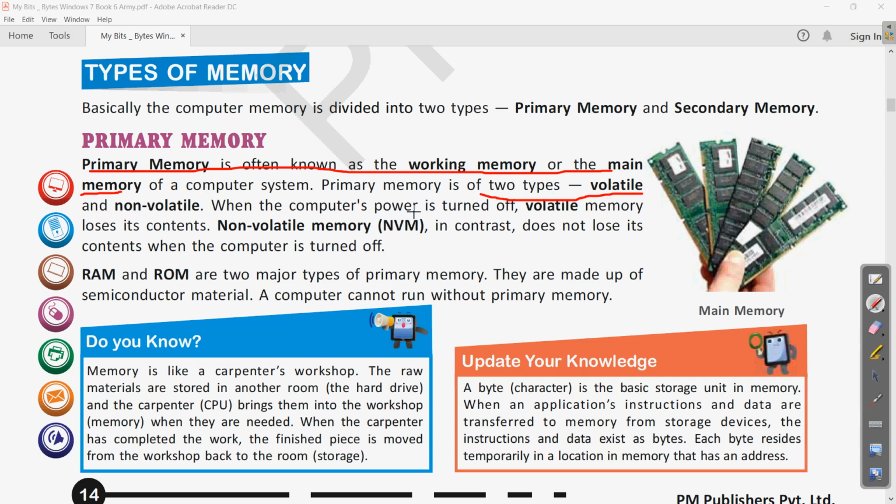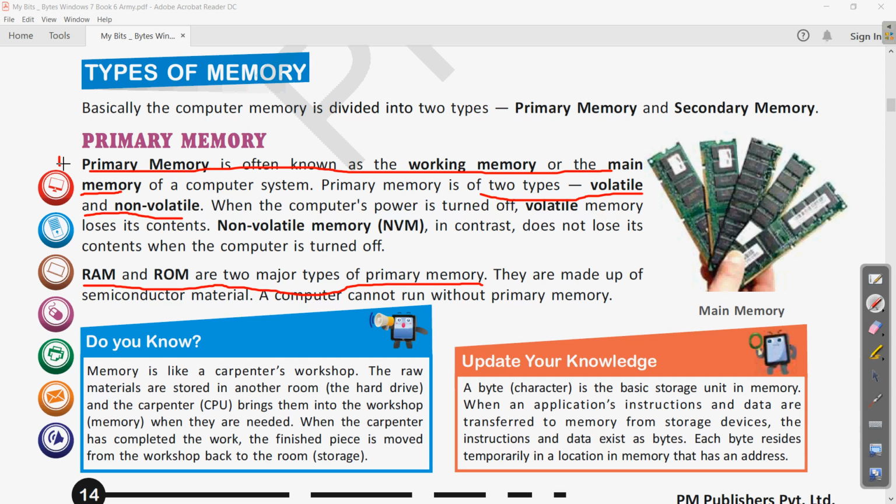This is the second point, that primary memory is of two types, volatile and non-volatile. Clear? Then the third point you can write that RAM and ROM are the two major types of primary memory. Clear? So we have 3 points.